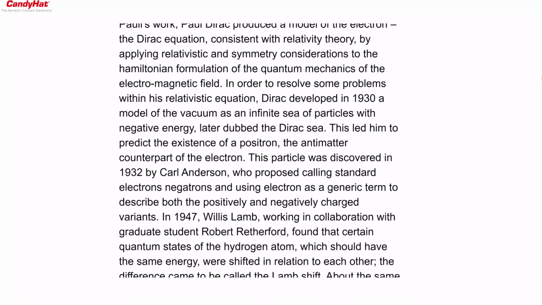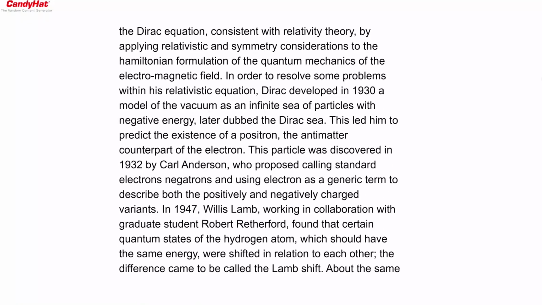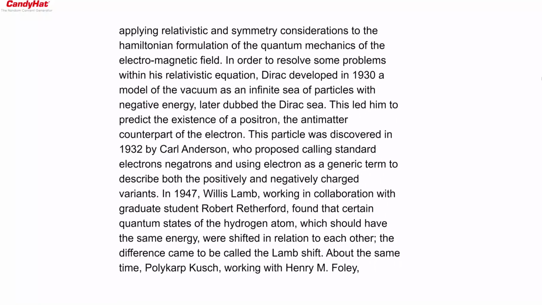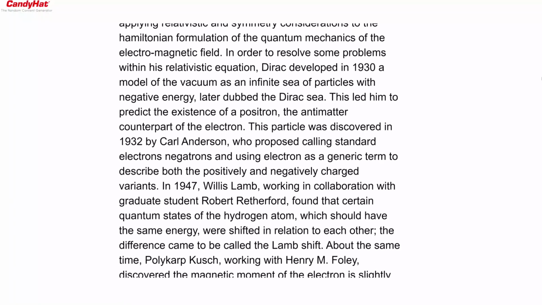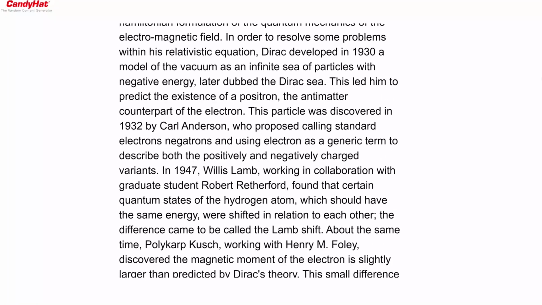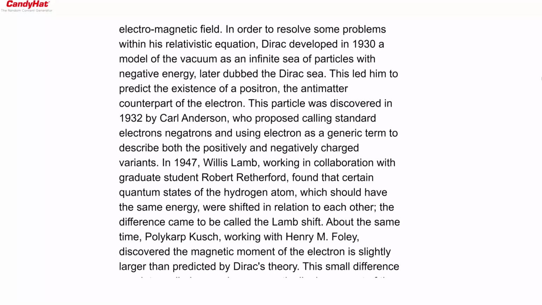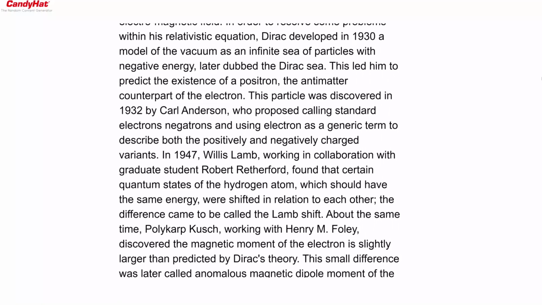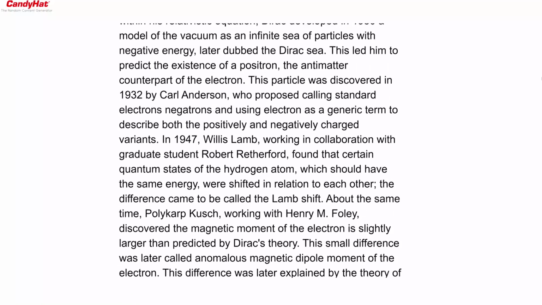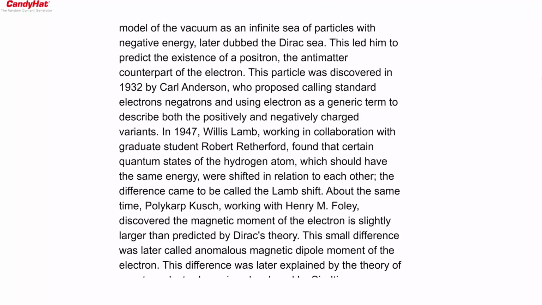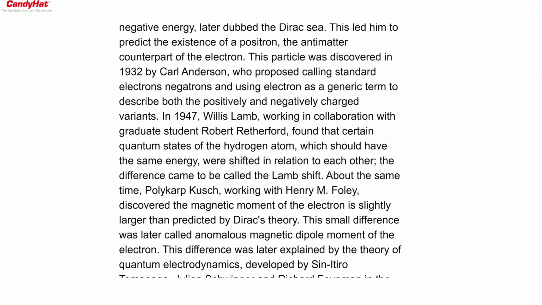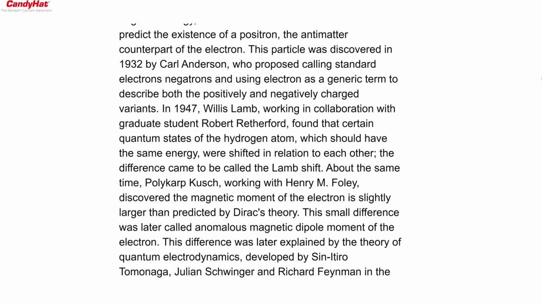About the same time, Polykarp Kusch, working with Henry M. Foley, discovered the magnetic moment of the electron is slightly larger than predicted by Dirac's theory. This small difference was later called anomalous magnetic dipole moment of the electron. This difference was later explained by the theory of quantum electrodynamics, developed by Sin-Itiro Tomonaga, Julian Schwinger, and Richard Feynman in the late 1940s. Particle accelerators.